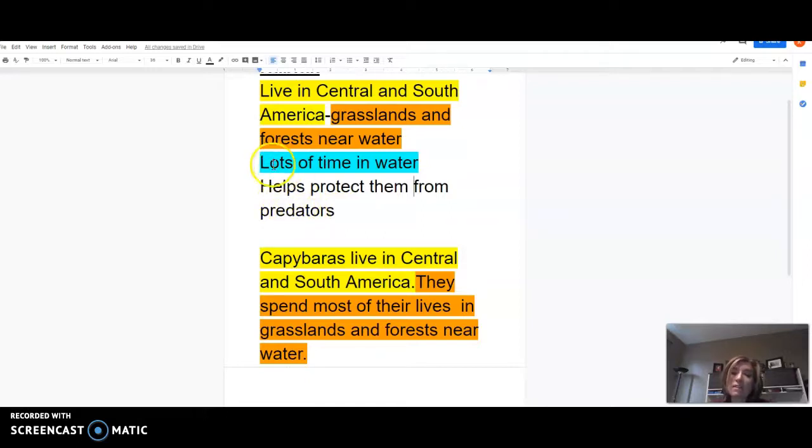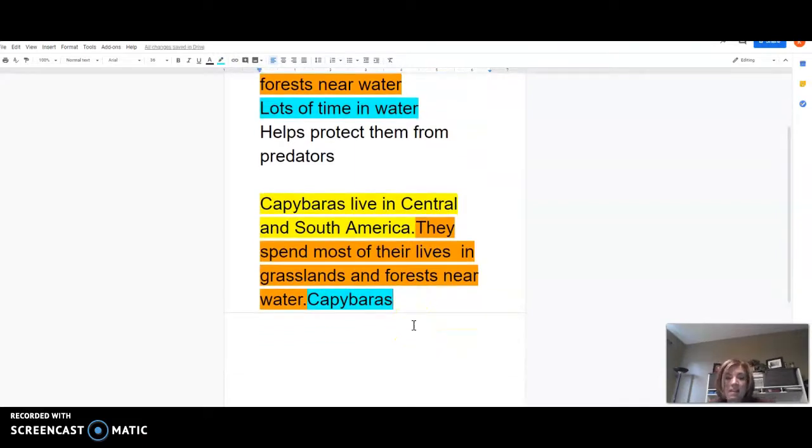So my who or what is capybaras. Capybaras is who or what I'm writing about. In my last sentence, I started with they. So now I'm going to go back and mix it up. Instead of saying they this time, I'm going to say capybaras, because good writers don't start every sentence the same way. Okay? Capybaras spend a lot of time in water, and the reason they do that is to protect themselves from predators.